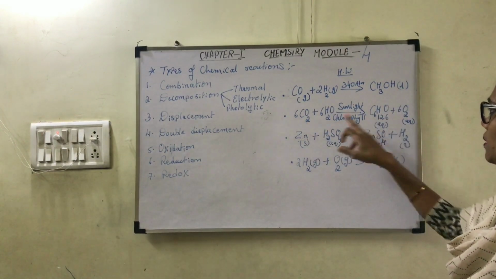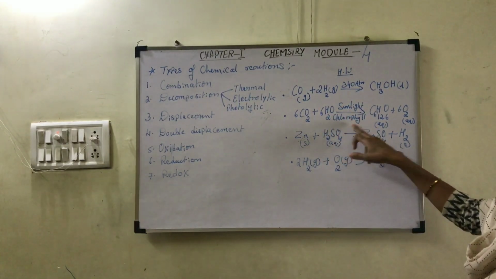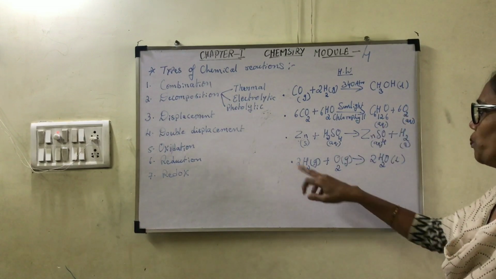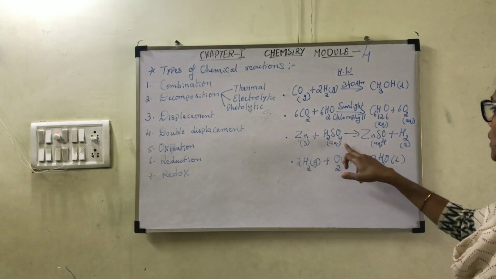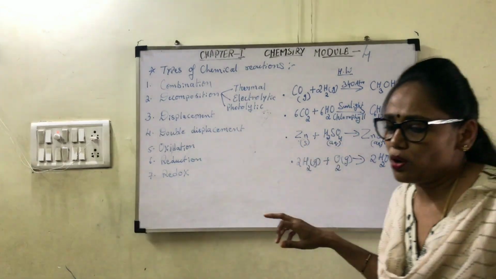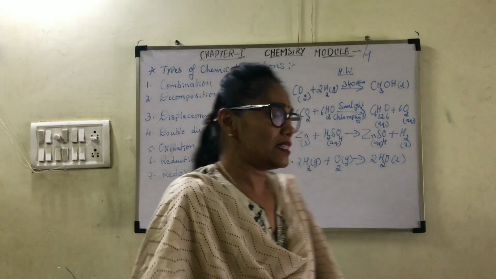Now coming to the next, 6 CO2 plus 6 H2O in the presence of sunlight and chlorophyll gives C6H12O6 plus 6 O2. Next, Zn plus H2SO4 gives ZnSO4 plus H2. Here, you need not balance it because it is already balanced. Such a reaction you can say is self-balanced.